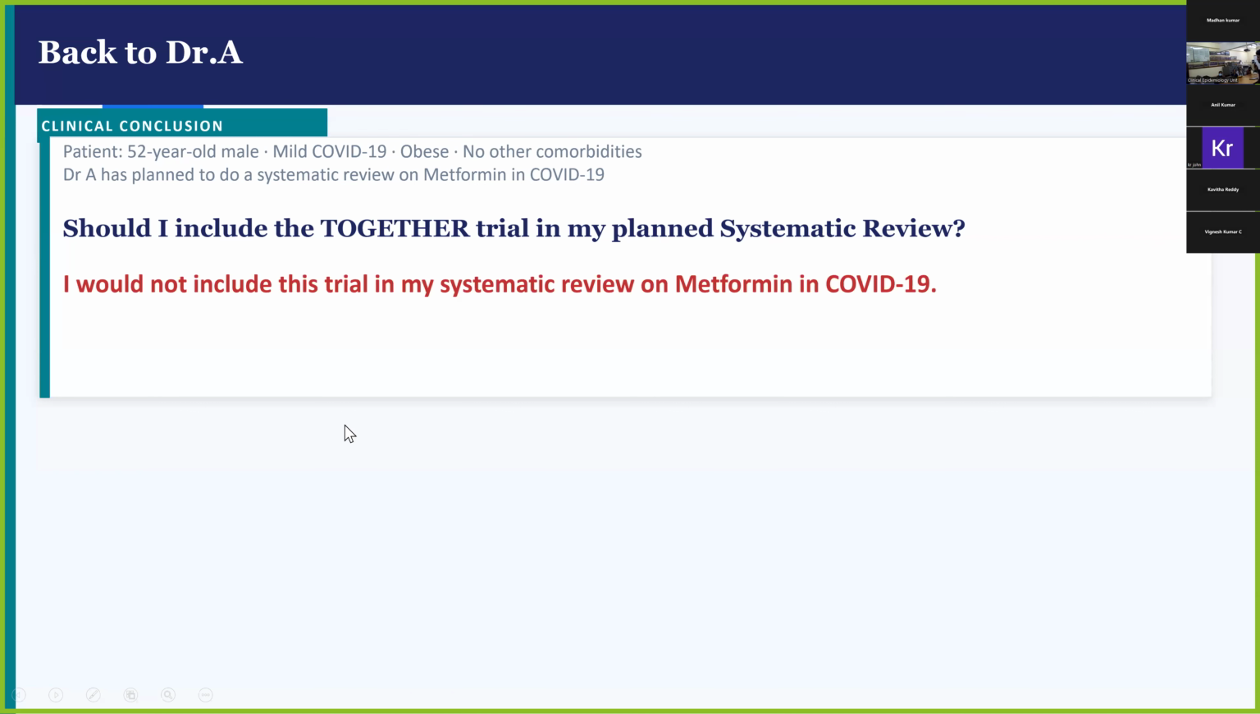And based on this, our critical appraisal of trustworthiness, should we include this trial in our planned systematic review on metformin and COVID-19? Because there were serious concerns in 3 out of the 4 domains, I would not like to include this trial in my systematic review on metformin and COVID-19.